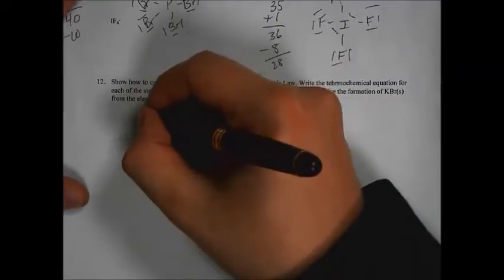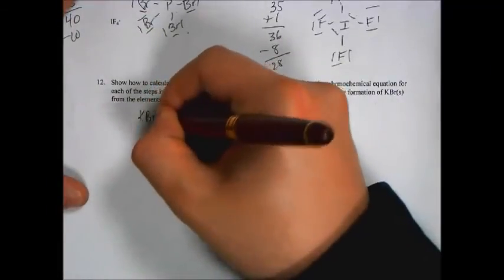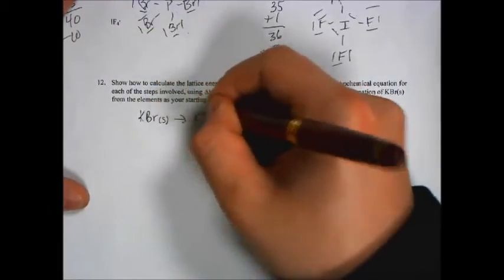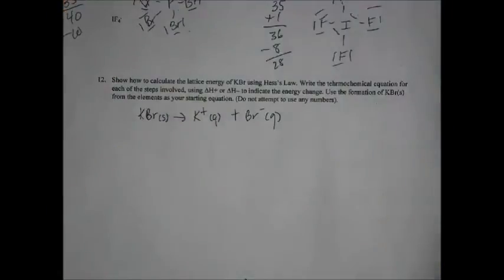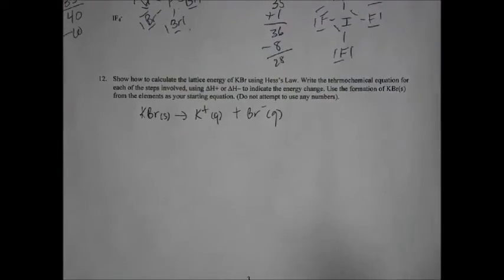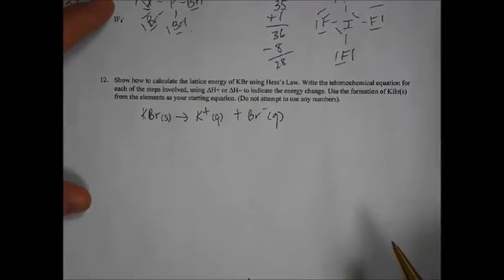So what I like to do is write up the lattice equation first, because that's what we have to do. So we know that the lattice energy equation is going to be KBr solid goes to K plus gas plus Br minus gas. So already you have to know what that equation is. You have to know what the lattice energy equation is for KBr. You'd have to know what it is for any salt. So in this particular instance, this is our target. So this is where we have to go.